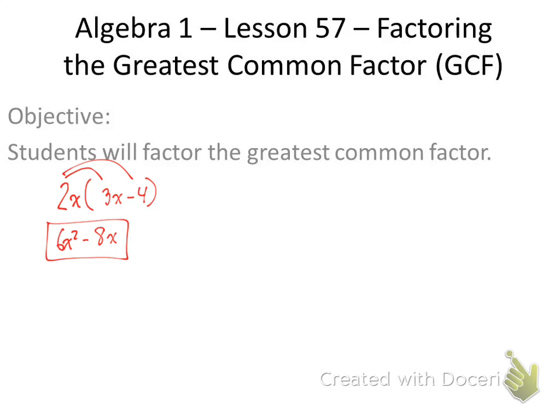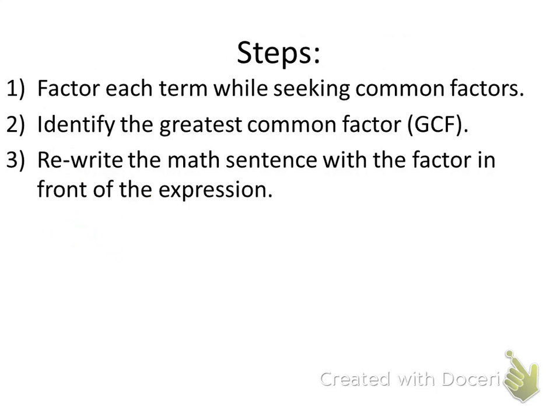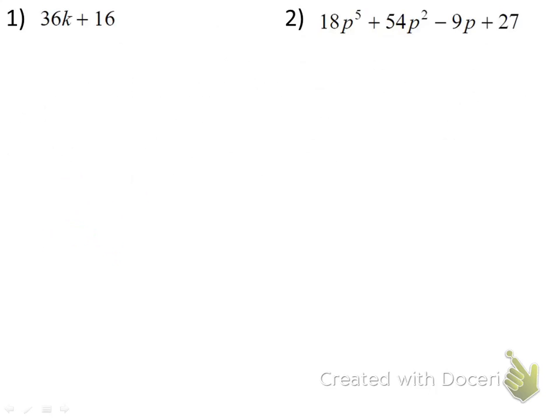So, here are the steps, which you all have written down. Here we go. I'll do numbers 1 and 2. Just watch right now, pencils down. Okay, number 1, 36k plus 16. I'm looking for common factors. I'm going to factor things apart and seek common numbers to factor out.